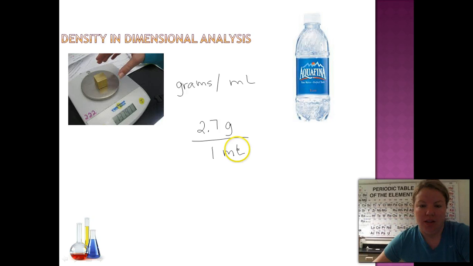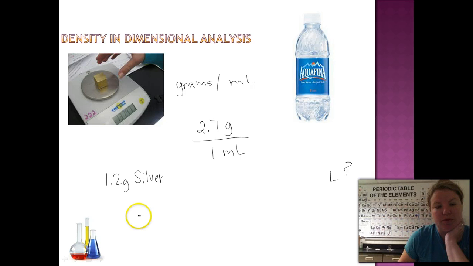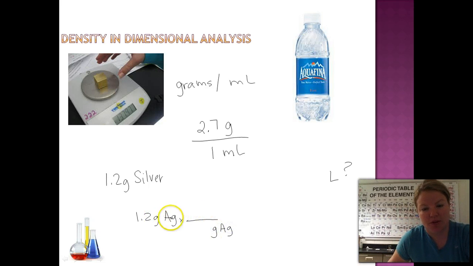if we had a certain amount of silver, say we have 1.2 grams of silver, and we want to know how many liters that is. Okay, so we're looking for liters. We would start out with our 1.2 grams of silver. Ag is the element's symbol. And then we put grams of silver on bottom because that's our units.